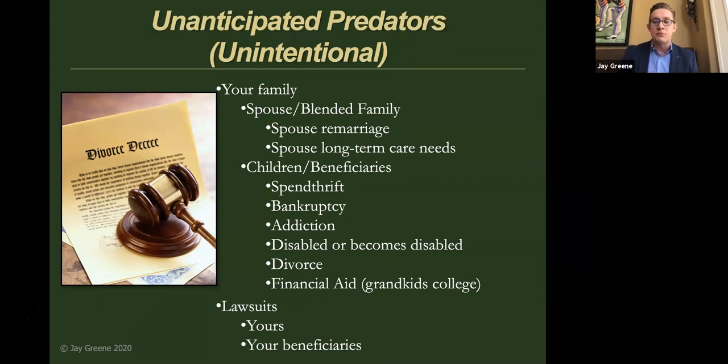If we have a disabled beneficiary, or because we don't know what the condition of our heirs will be in the future, we may have a beneficiary that becomes disabled by the time we actually pass away. How do we make sure that they're not going to lose their government benefits? How do we make sure that we're structuring it so that their Social Security, their Medicaid, that their HUD housing is protected? How can we set up trusts that protect them?